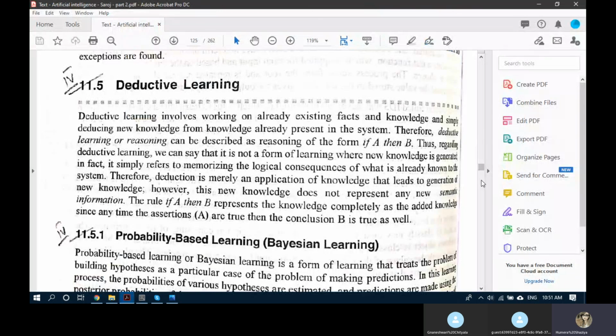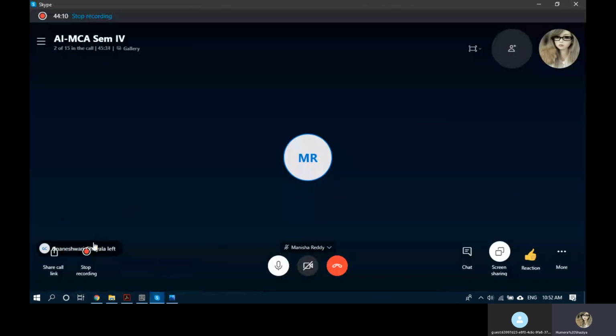In tomorrow's class, we will learn about deductive learning. I hope today's class is clear. Please go through the topics once again. Any difficulty, any concern, you can ask tomorrow. Okay, bye.